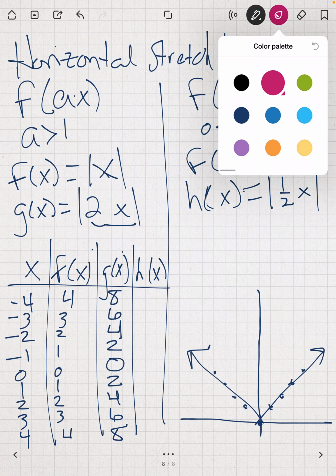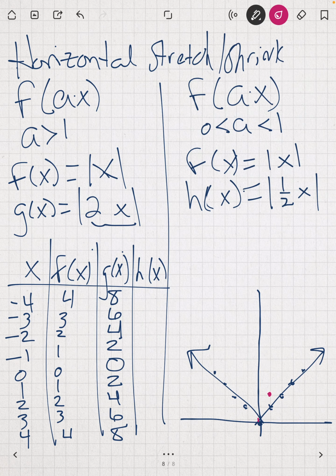And if I graph my g of x, we're at 0, 0, and then 1's at 2, 2's at 4, 3 is at 6, 4. I knew something looked off there. That point was in the wrong place. So now, 2, 4, 3 goes to 6, 4 goes to 8, and the same thing happens on the other side.